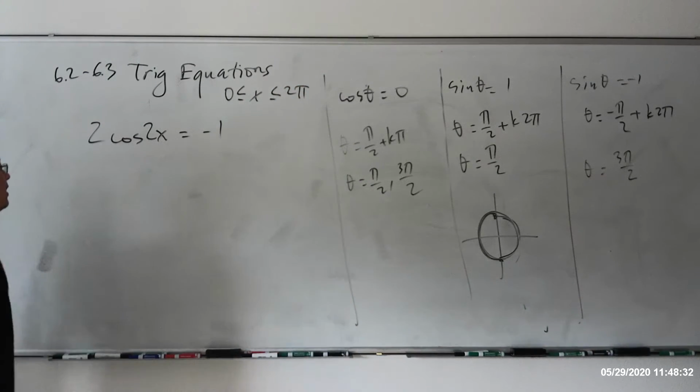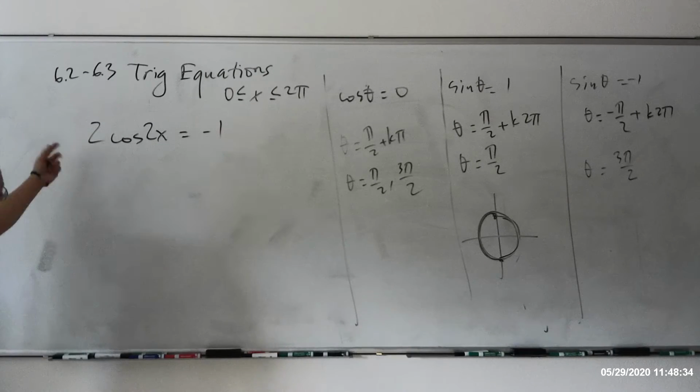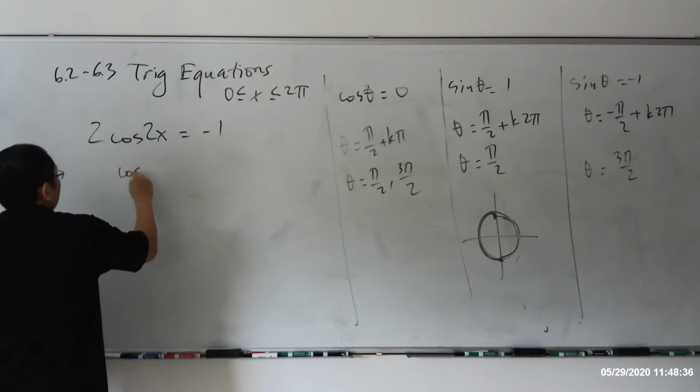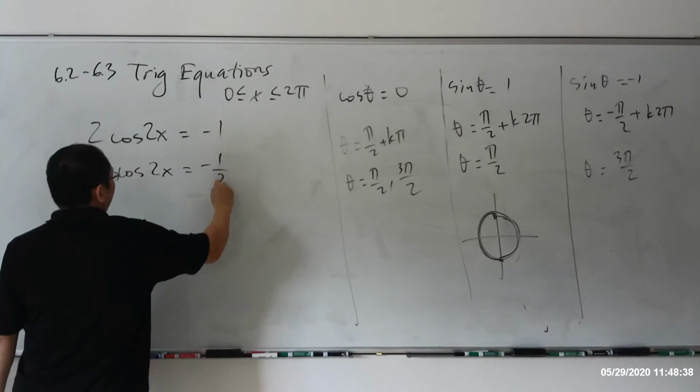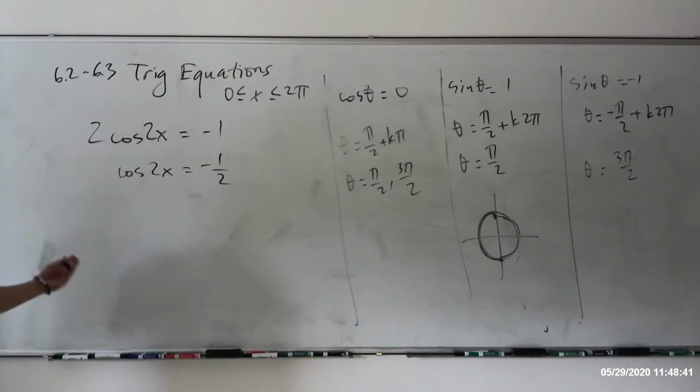I see that I have the angle of 2x, but only have one trig function. So divide both sides by 2. Cosine of 2x equal to -1/2. Now you ask yourself, what angle makes cosine equal to -1/2?